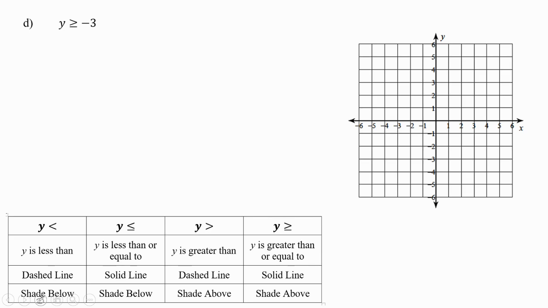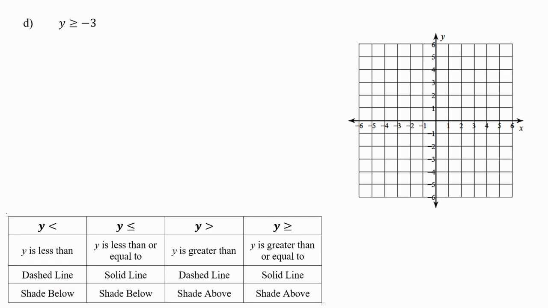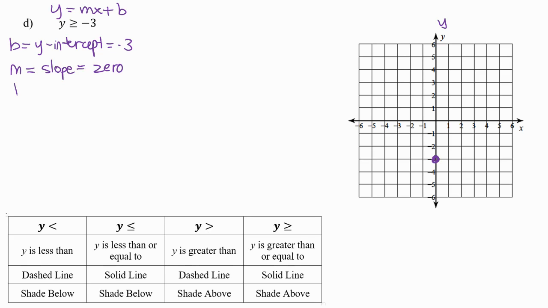All right, the next one we have is y is greater than or equal to negative 3. So even though it may not seem like it, this equation is actually in y equals mx plus b format. All right, we still have a b, which is our y-intercept. It's going to be at negative 3. So on the y-axis, negative 3 would be right here. Okay. Now, when it comes to slope, there is no mx, which tells us that there is 0 slope. If there's 0 slope, that means there's no slant. That means we're looking at a horizontal line.